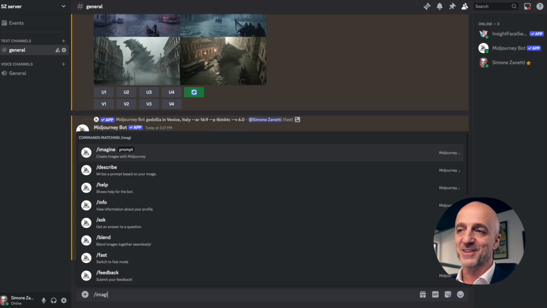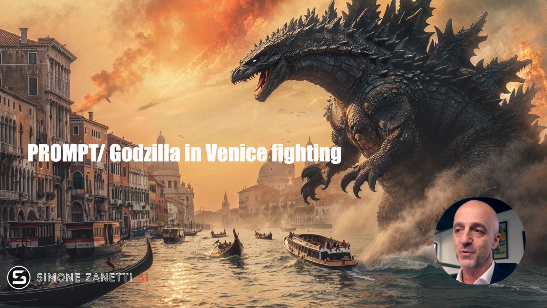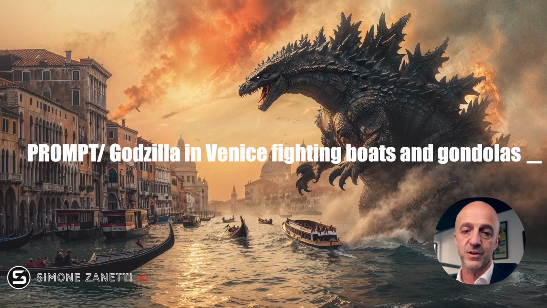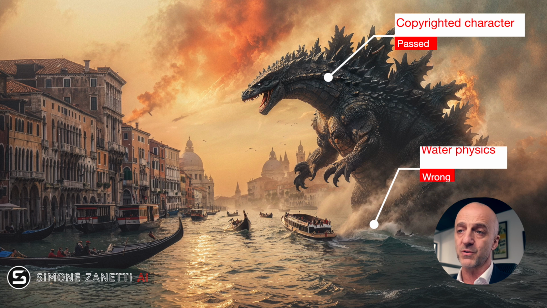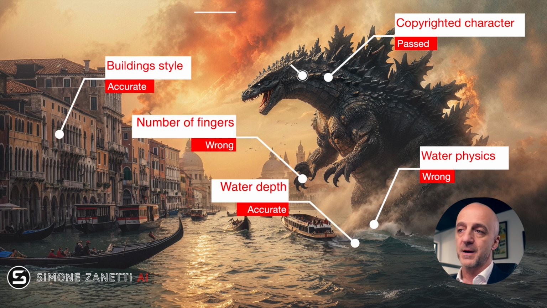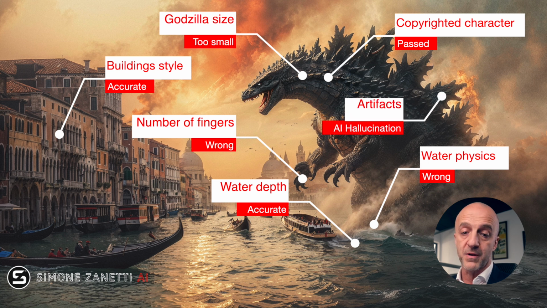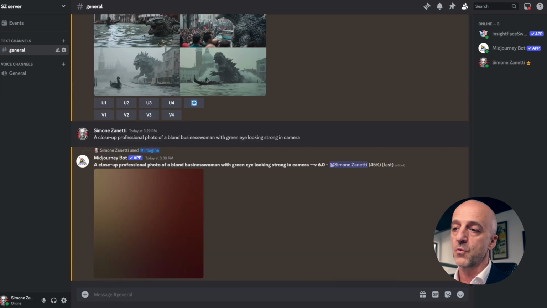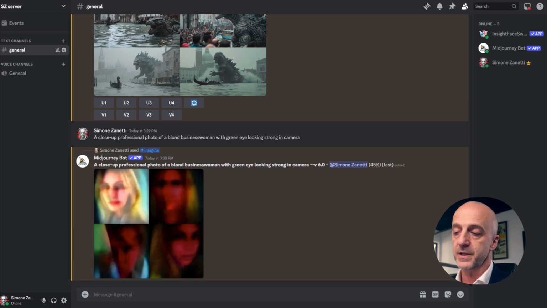And don't worry about Godzilla. This is a recurring exercise that we do with my team, because Godzilla in Venice is one of the best tests that you can do to test the software in AI, because you can test how much knowledge the AI has about dimension, about copyright characters, about physics, and a number of things. But anyway, let's start with a close-up professional photo of a blonde businesswoman with green eyes looking straight in camera.